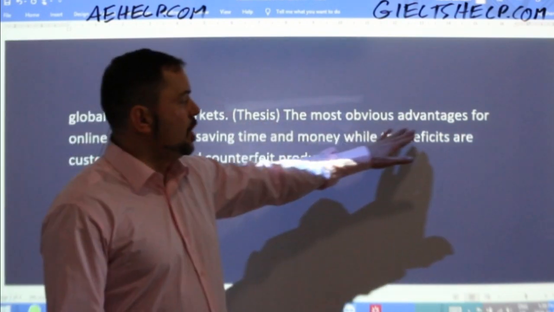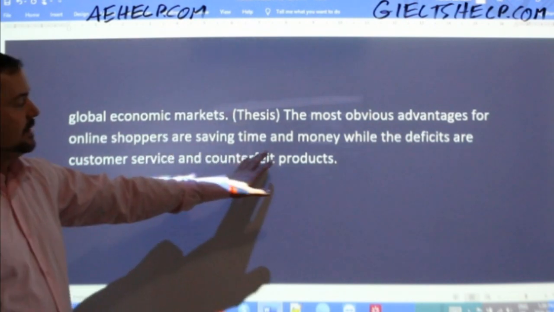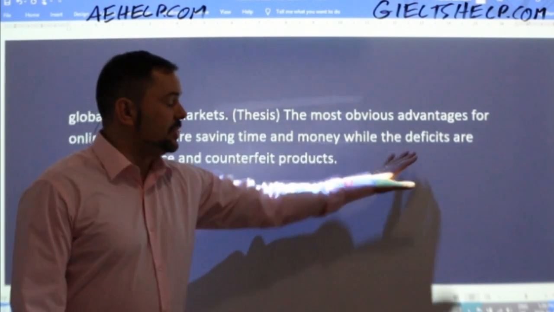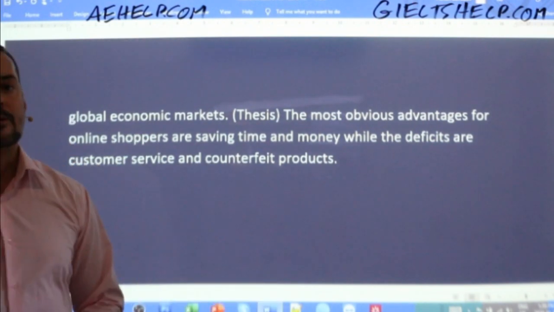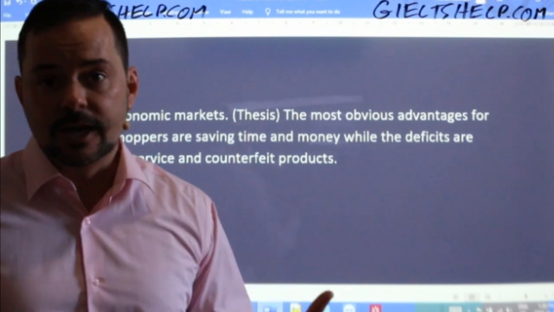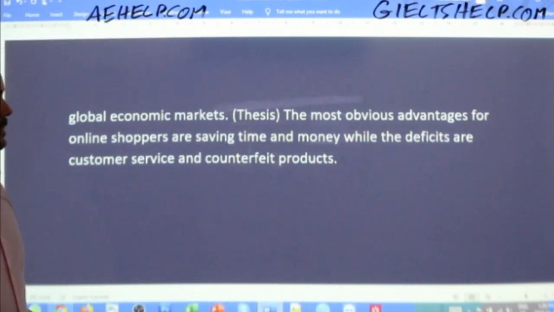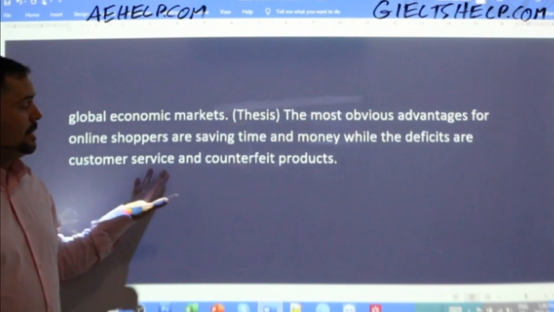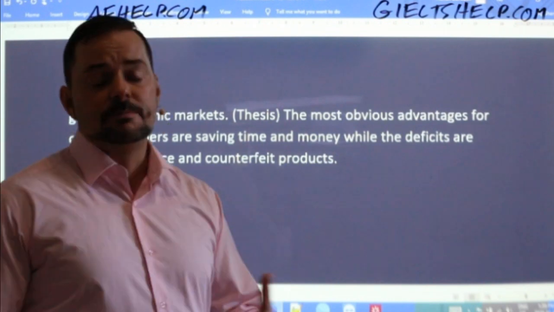The most obvious advantages for online shoppers are saving time and money, while the deficits are customer service and counterfeit products. Okay, so now your reader knows, okay, I'm going to read a paragraph about saving time and money, and I'm going to read a paragraph about customer service and counterfeit products. Fantastic, or some paragraphs, okay?